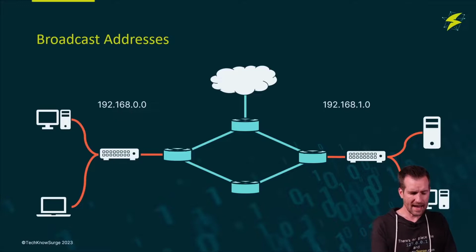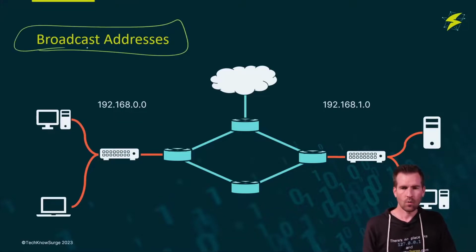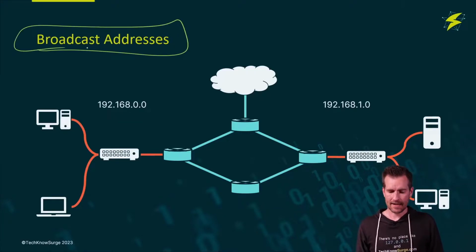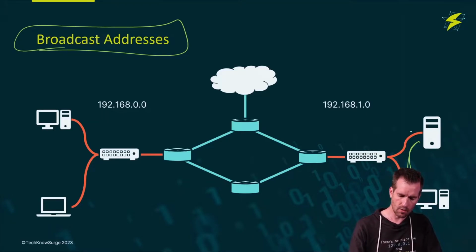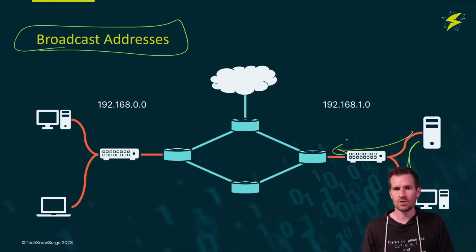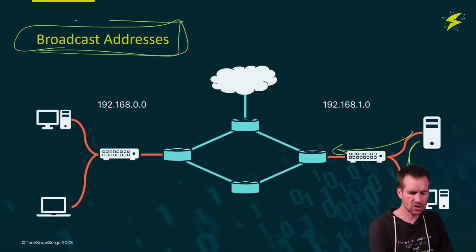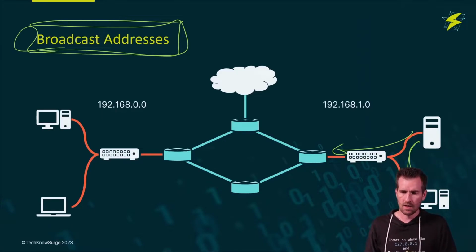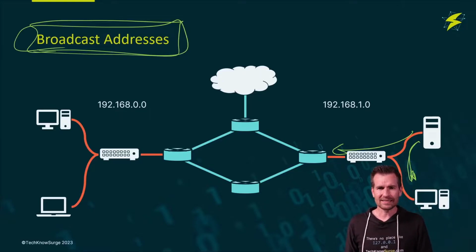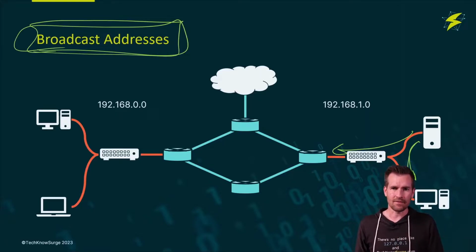So what is a broadcast address? Well, we've already identified what a broadcast is. You have unicast, which is one machine to another. You have a multicast, which is one machine to multiple other machines. And you have a broadcast, which is from one machine to all other machines. So a broadcast address is just an address that you can send information to, and it will reach all machines on that network. The broadcast address is the last address of the range.